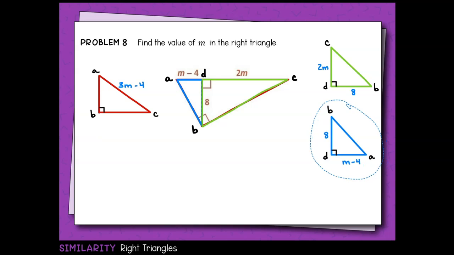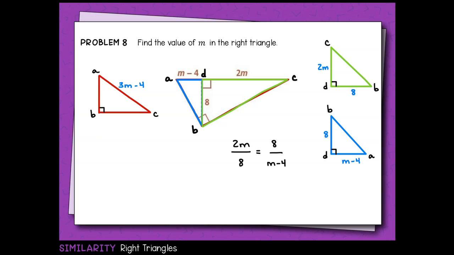And I'm going to bring blue and green side by side so that we can see what comparisons can be made. Well, it's very easy to set up a proportion here. Notice I've got the height compared to the height, and I've also got a base that I can compare to the base. So let's go ahead and set up that proportion and let's see what we can do. I'm going to compare here 2m to 8, and then I'm going to compare 8 to m minus 4.